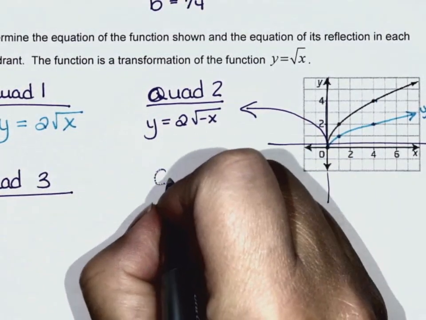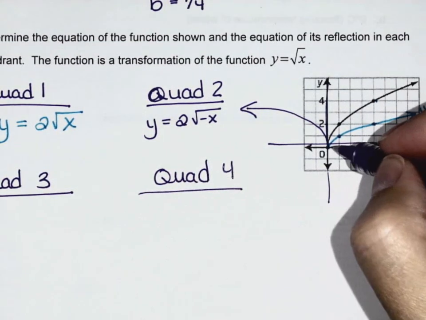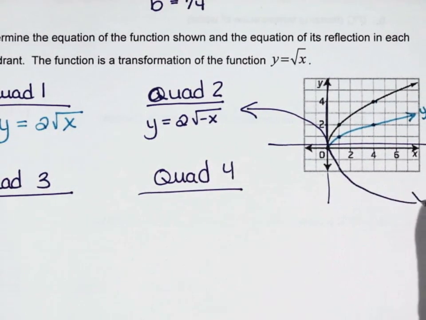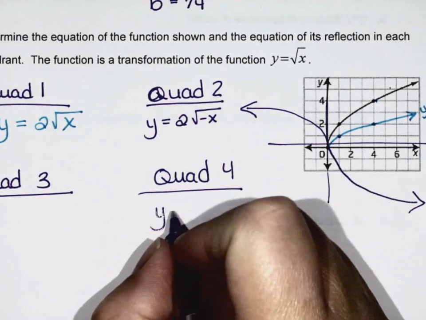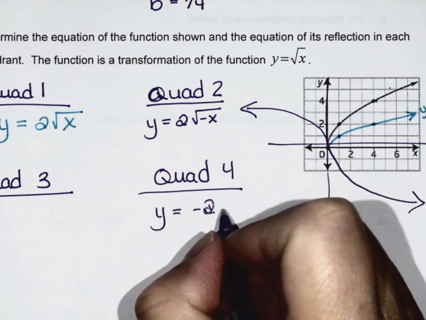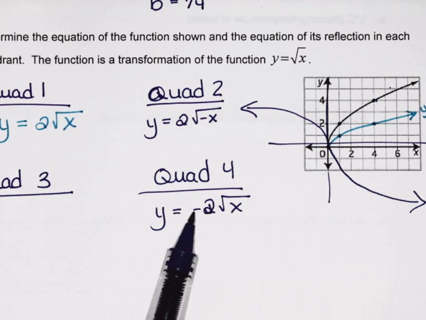Going to leave quad 3 for a second. We're going to go to quad 4. So now this one's reflecting here. So what's this one going to be? We're going to have y equals negative 2 root x. Nice and easy. It's a reflection in the x-axis this time, so the math is applied to the y. So that's why this is negative.